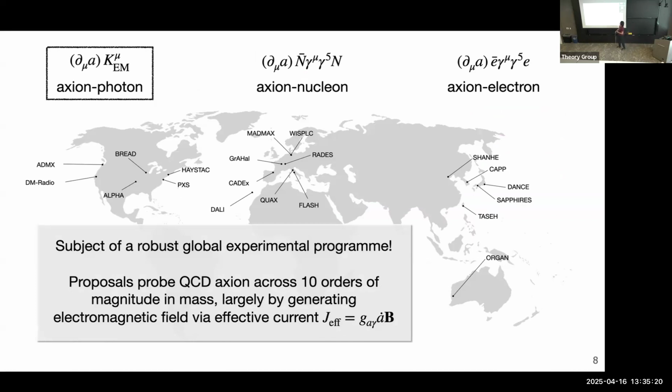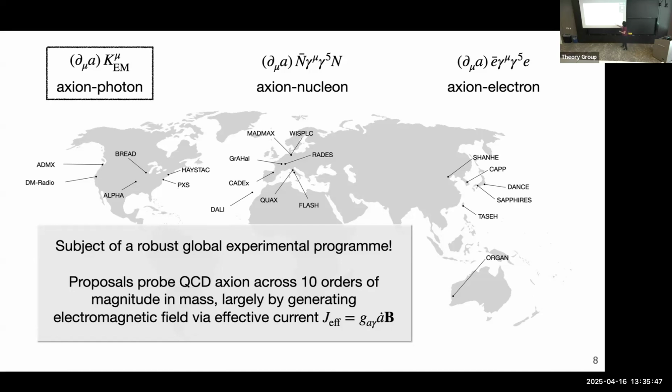So this is the axion coupled to the Chern-Simons current of electromagnetism. And this is the subject of a very robust experimental program. I've put this map together of all the active experiments right now that are looking for axion dark matter through this coupling specifically. It's all over the world. A couple of them actually just started up this year. And in addition, they're very widespread in the sense that if you combine the sensitivities of all these proposed experiments, they can probe the QCD axion across 10 orders of magnitude of mass. That is a huge chunk of where it could possibly be.